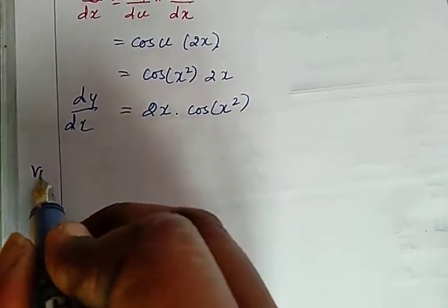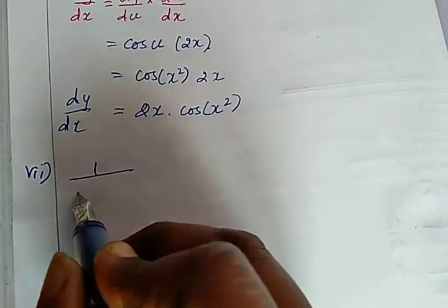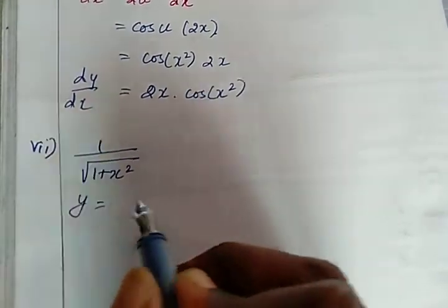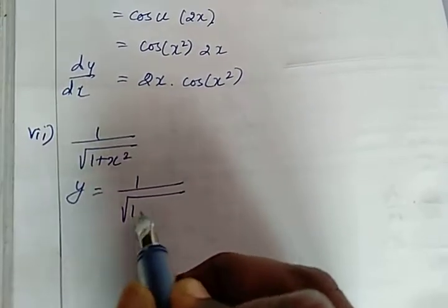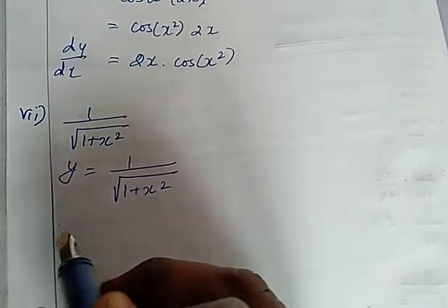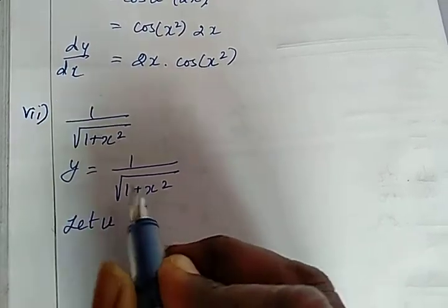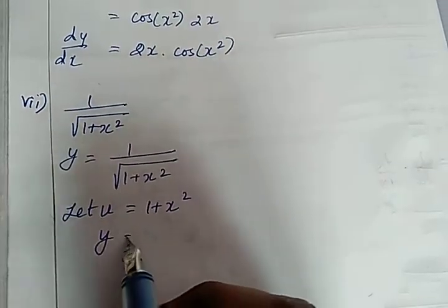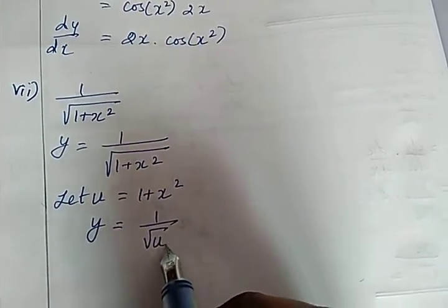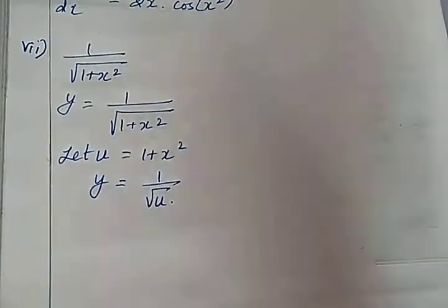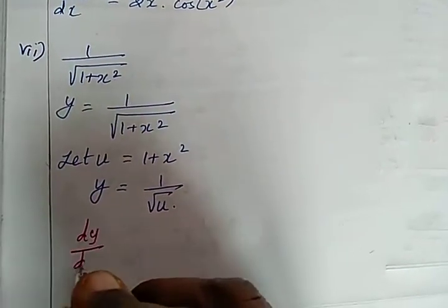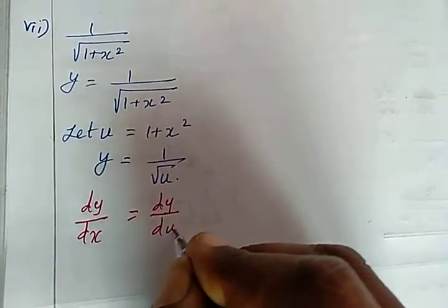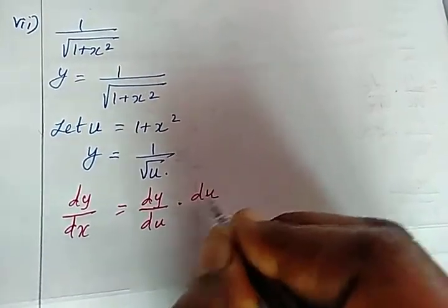And the last sum, 1 by root of 1 plus x squared. We will take this as y. y is equal to 1 by root of 1 plus x squared. Now, what will be u here? Leaving off the root, only you have to take, okay? Let u is equal to 1 plus x squared. Now, y will be 1 by root of u. Now, write the formula. dy by dx equals y with respect to u, so dy by du, u with respect to x, du by dx.